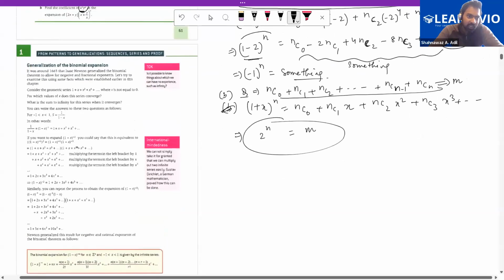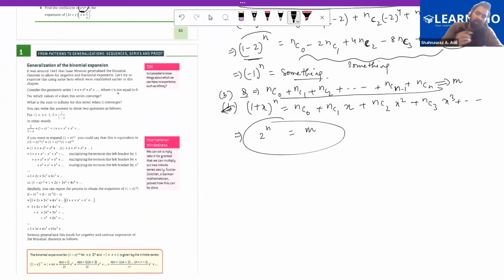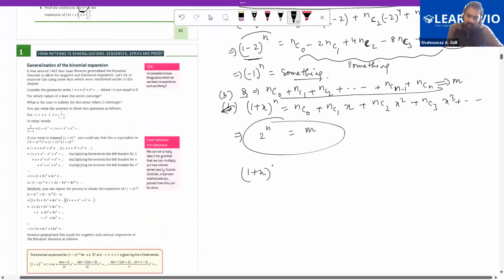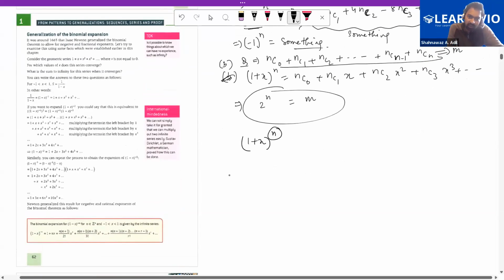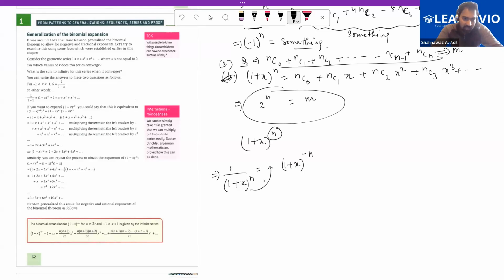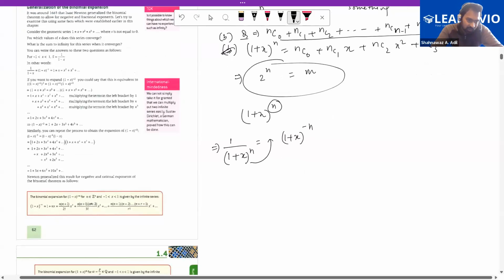So for the next set, I'm looking at this part because I have not looked at these portions. I guess we have to solve the same thing, but with a different methodology. We were solving 1 plus x with the positive powers. Now we are solving the negative powers. So let's say we want to solve 1 by (1 plus x) to the power n. We know the property of exponents and powers. If I take this thing in the numerator, the power becomes negative, and then I solve this expansion and we'll get the answer. That is what they are telling us in this one.